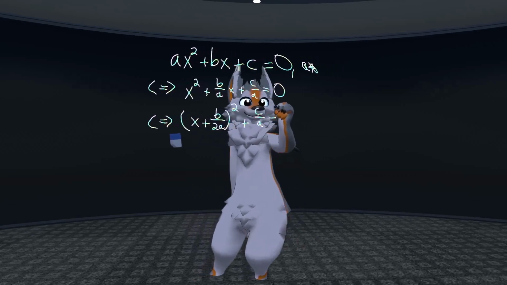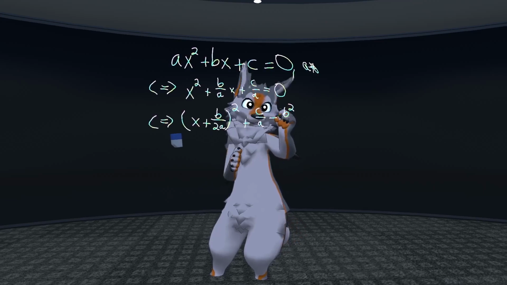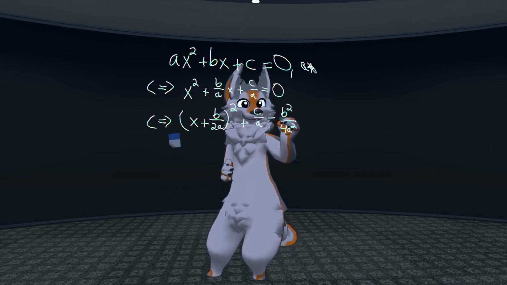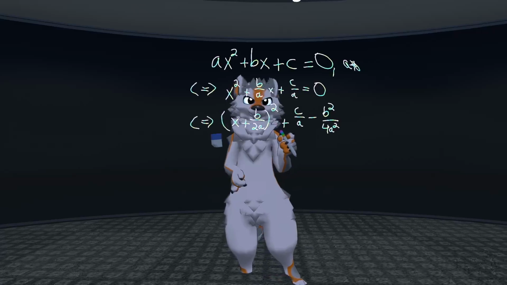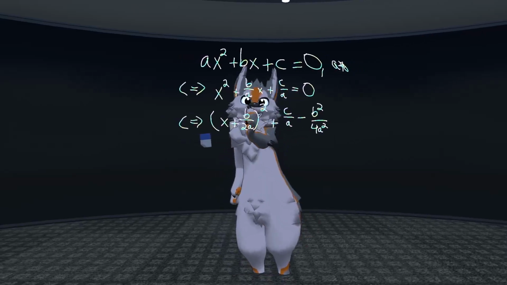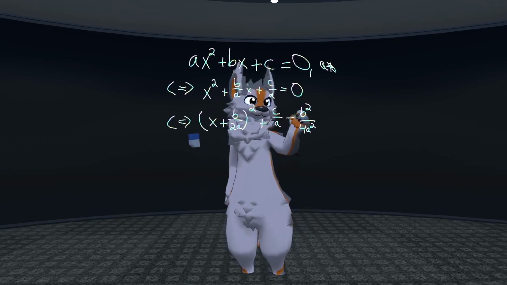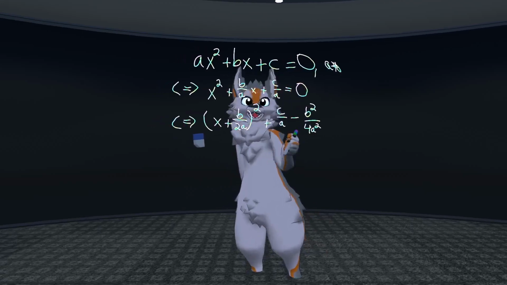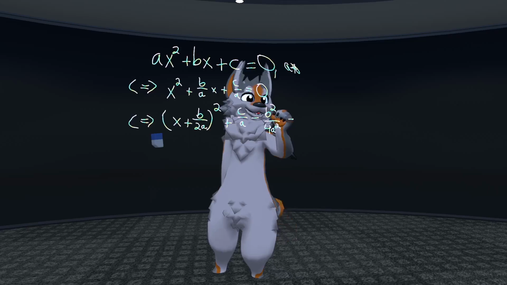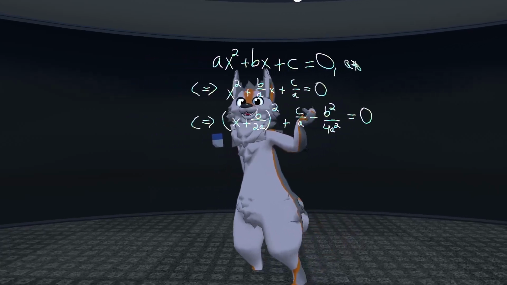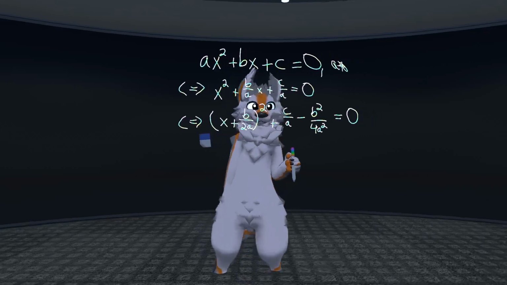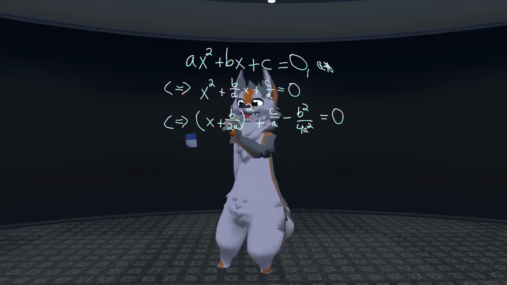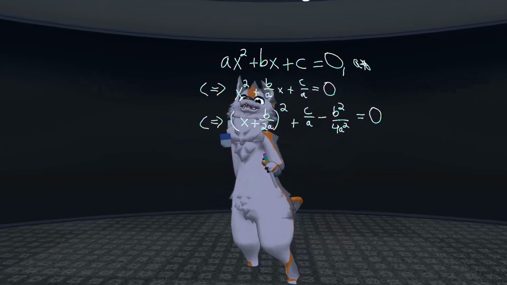So we subtract b squared over 4a squared, just like that. And that is because when you square this, you get this term, and this minus is going to kill that off. Okay, I don't know why my left hand is dying, but this is just a test recording anyway, so let's not worry about it too much. I can do with just my right hand. Okay, so we have completed the square successfully.